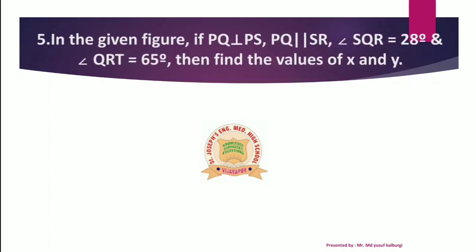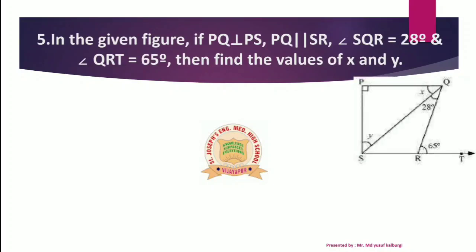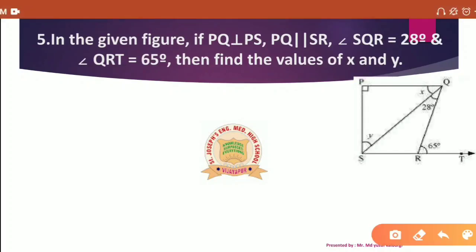So the fifth question is, in the given figure, now just observe the figure. In the given figure, PQ is perpendicular to PS. Perpendicular to PS means they are at 90 degrees. Now PQ is parallel to ST. They have given two angles, that is SQR equal to 28 degrees, and QRT equal to 65 degrees. Now they are asking you to find out the value of X and Y. So let us go one by one.